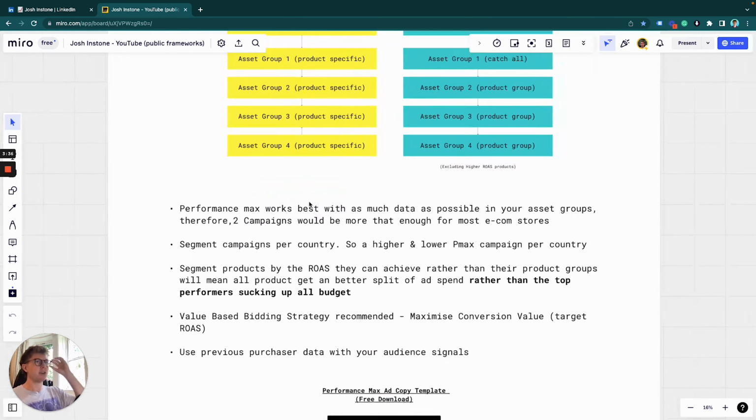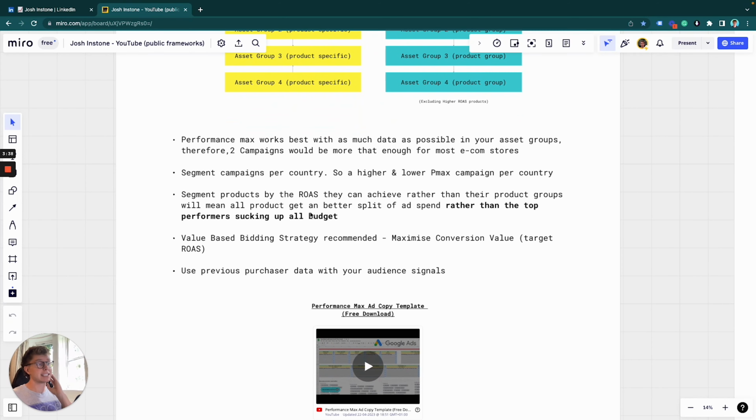So let's go over a few points as to why we do it this way and how this has generated 10 ROAS consistently with this campaign split. Performance Max works best with as much data as possible for asset groups.